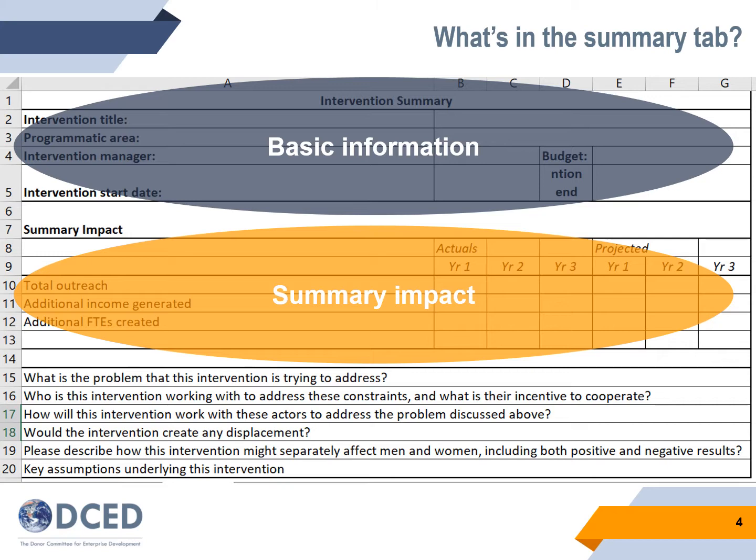Secondly, the summary impact, and this is just a documentation of what your actual results are and what your projected results are against some key indicators. You can change the indicators to fit with whatever your program is doing, and we're going to talk a bit more about this in a later section on calculations, so I won't go into it now.